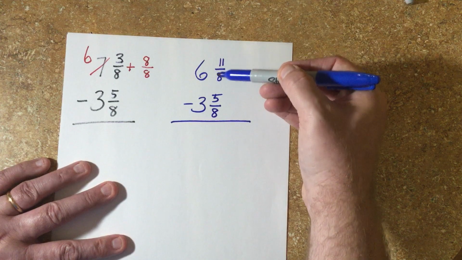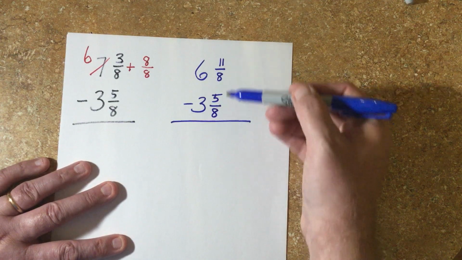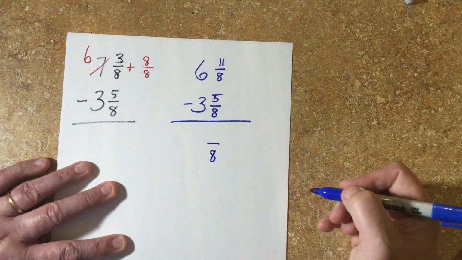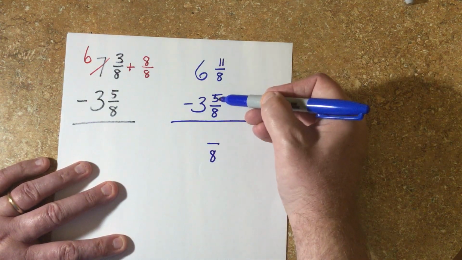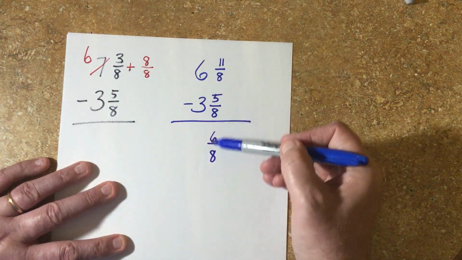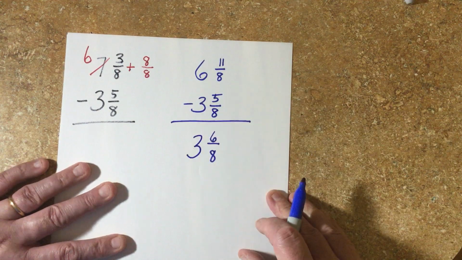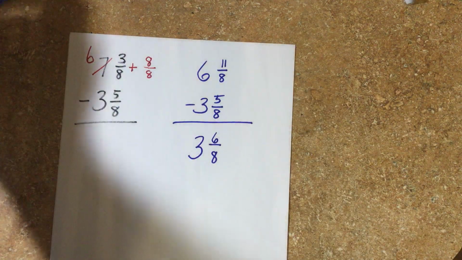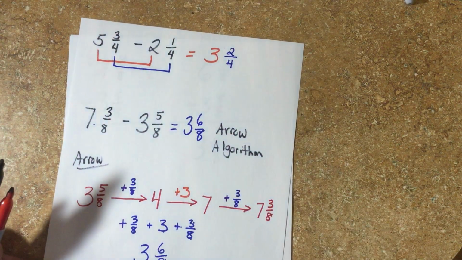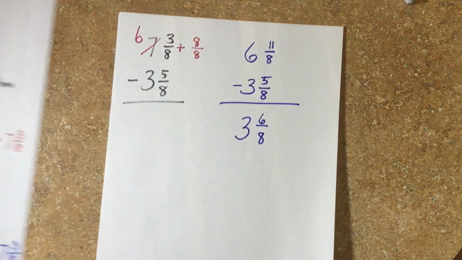So now I can go ahead and say, well, 11/8 minus 5/8. Denominator stays the same. 11 minus 5 is 6. Okay. And 6 minus 3 is 3. And lo and behold, we got the same answer using the algorithm that we did with the arrow method.